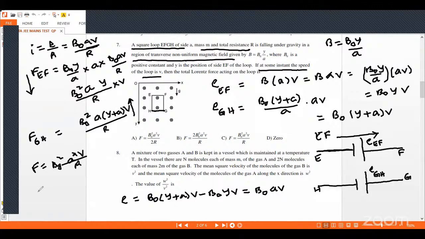So net force is force along GH minus force along EF. That is B naught square A square V by R, which is option C.